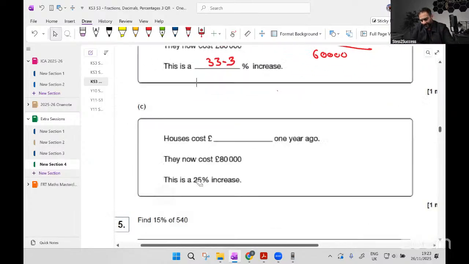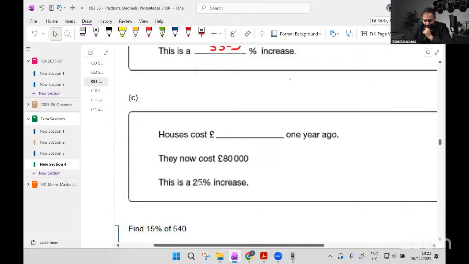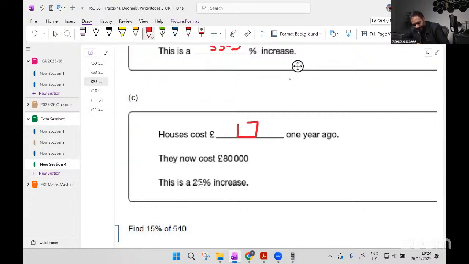Is there more? There is. Houses cost something a year ago. They now cost £80,000. This is a 25% increase. What is the value there? So remember what I said earlier, that if you have a number, let's say this box, and you want to increase it by 25%, a quick way of doing that is by timesing any number by 1.25. And what we're saying is we had a number in this box, we times it by 1.25, 25% increase, and we got to 80,000 as an answer.